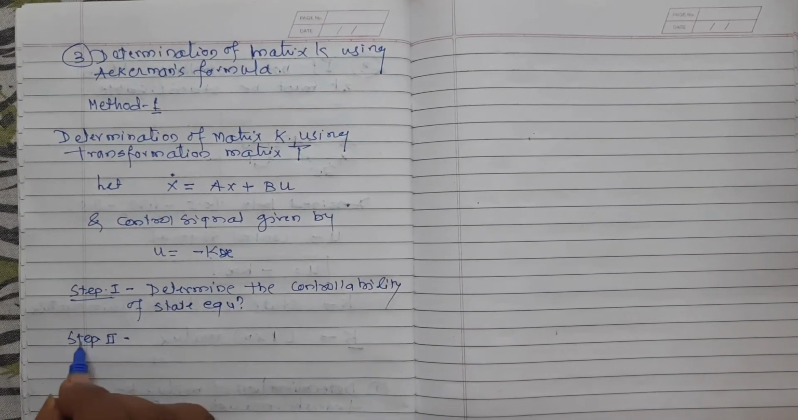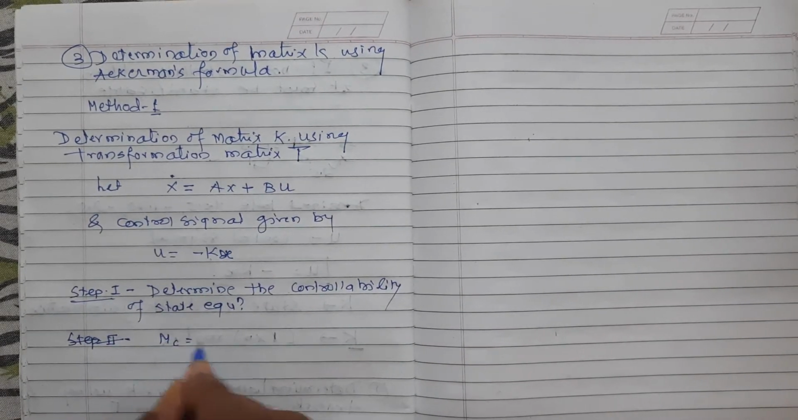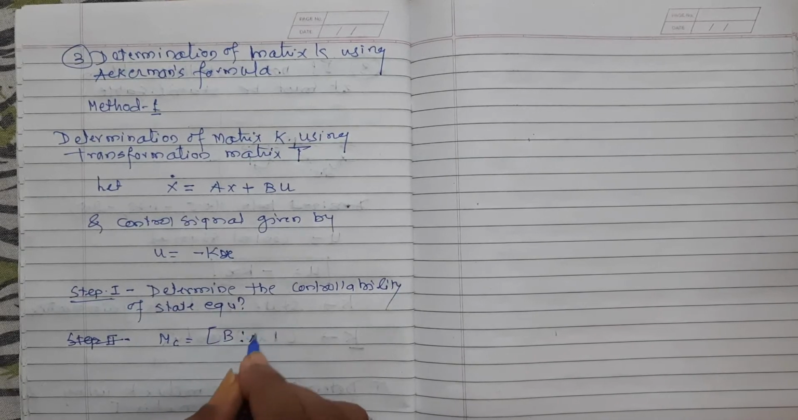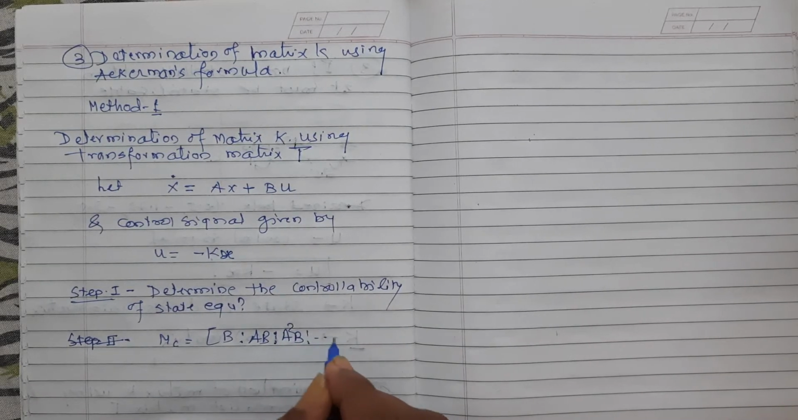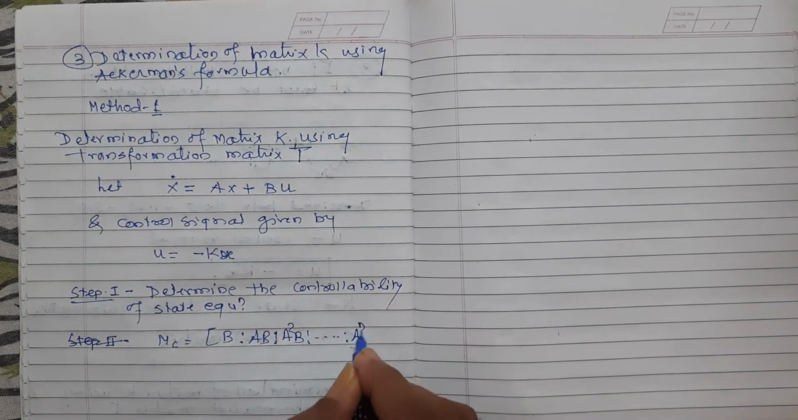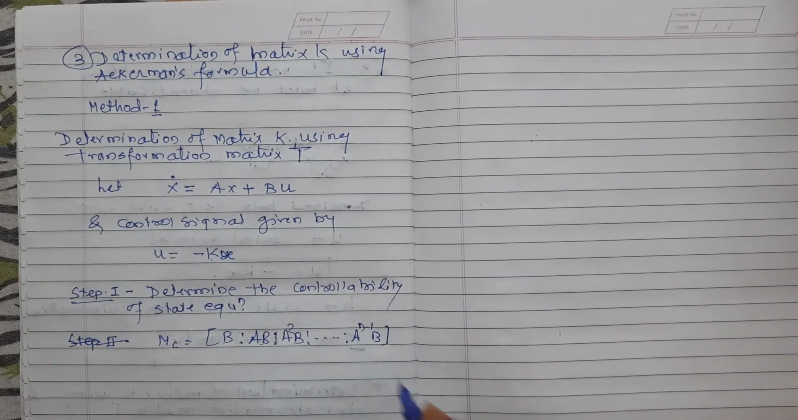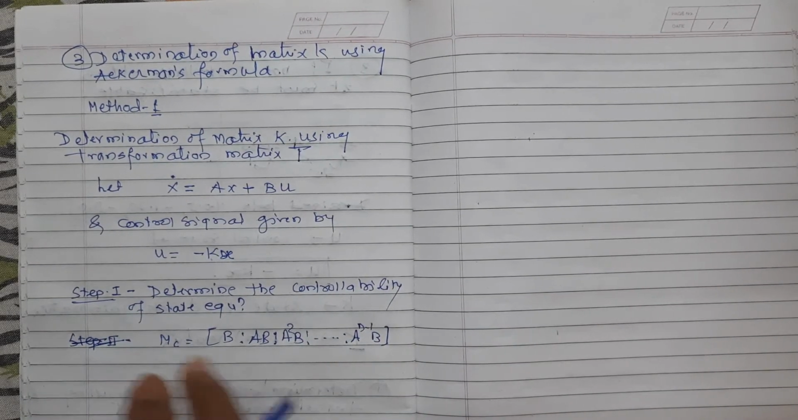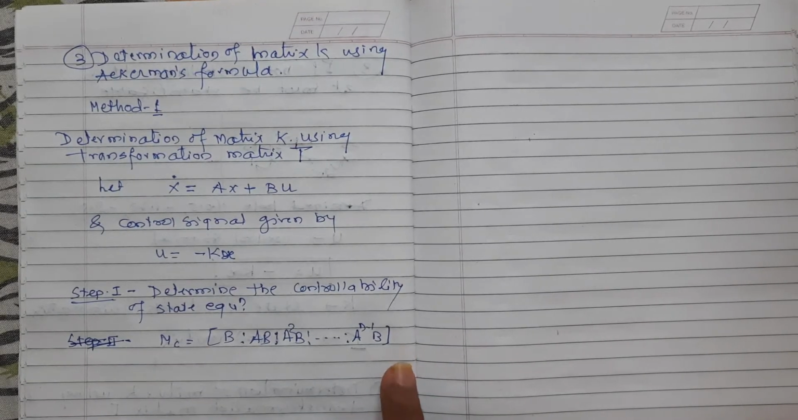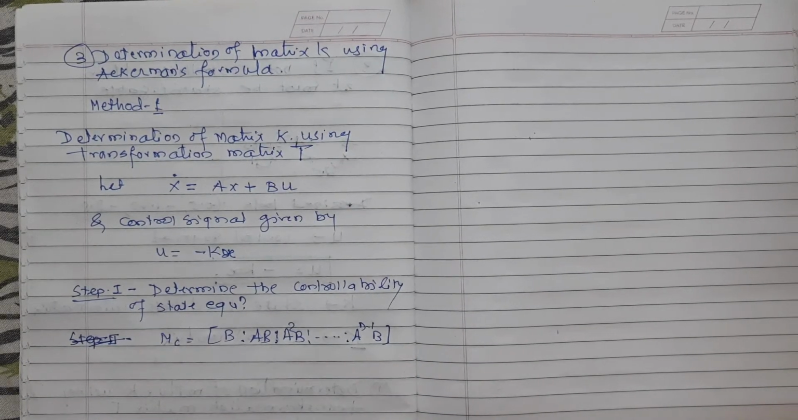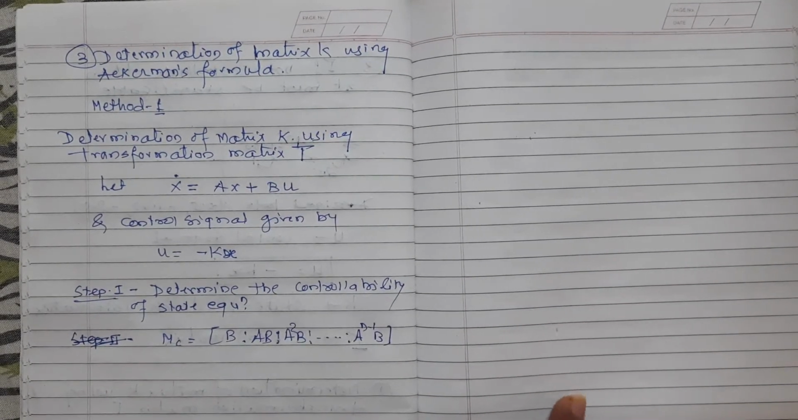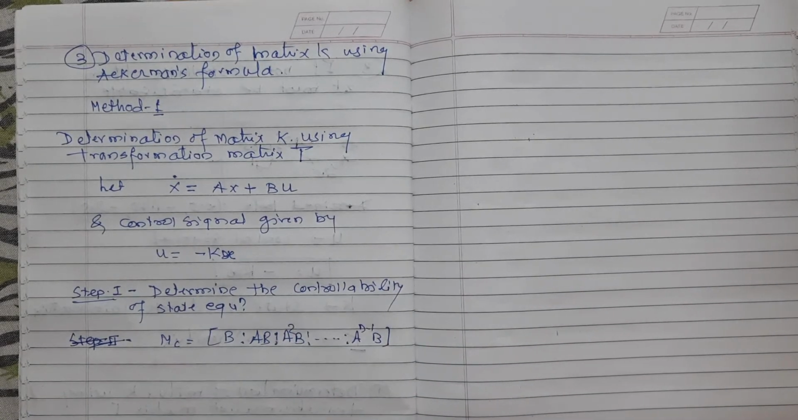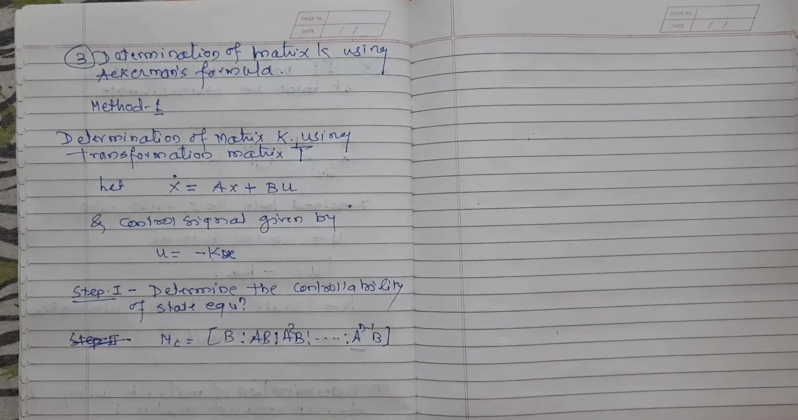Now how can we check the controllability? We know Mc equals B, AB, A squared B, up to A raised to n minus 1 times B, like this. So this is my controllability matrix, and if the rank of the matrix matches the rank of A, then we can say that my system is fully controllable, and if it is not matching, then we can say that it is not a controllable system.